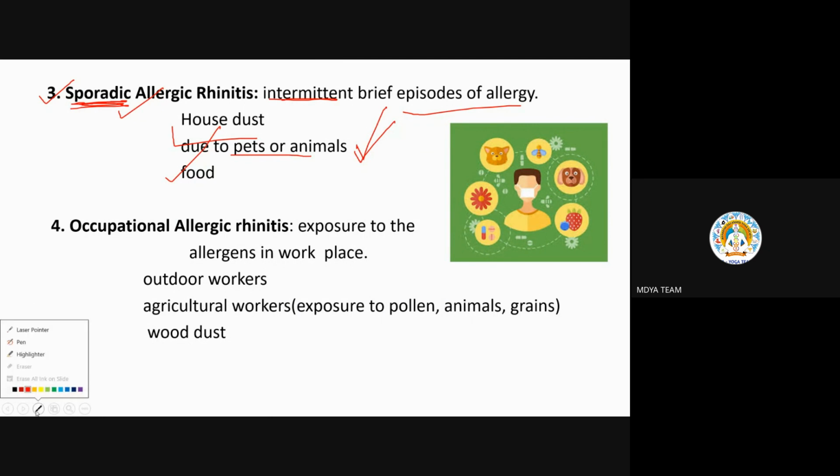By the name itself, you can understand occupational. Occupation means your workplace, so it is exposure to the allergens at your workplace. This happens at that time. Outdoor workers and agriculture workers, when exposed to pollens, animal dust or other dust, grains, etc., could develop this occupational allergic rhinitis.